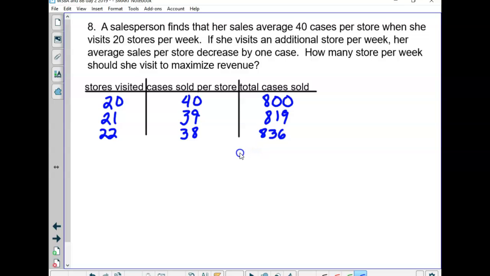You could do this by hand, by guess and check, but that's not going to get you full points on the quiz because I need you to be able to write an algebraic expression. What did this start at? 20 cases. Okay? X is going to, this one is going up, right? So X is going to represent how many stores per week should she visit? Well, I'm going to say X is the number of additional stores.